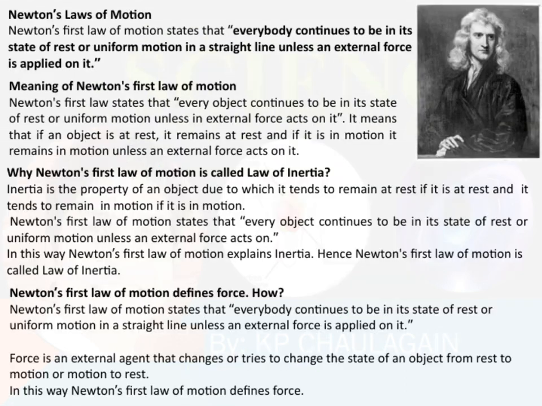Newton's first law of motion gives us a clear way to understand force. It tells us that an object will stay still or keep moving in a straight line at a steady speed, unless something else, an external force, acts on it. That's why force is defined as whatever changes an object's state, from rest to motion or the other way around. This law also explains inertia, the tendency of objects to resist changes in their motion. So, Newton's first law is often called the law of inertia, because it describes this natural resistance to change.